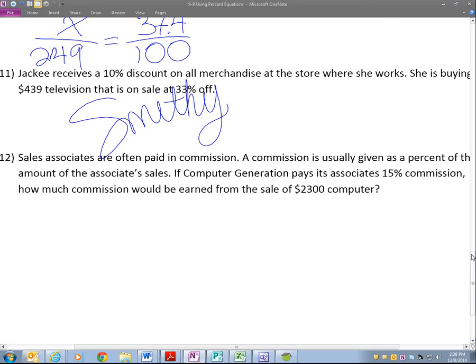Sales associates are often paid in commission. A commission is usually given as a % of the amount of the associate's sales. If computer generation pays its associates 15% commission, how much commission will be earned from the sale of $2,300? I want you to set up that proportion, and then I'll show you what I have.